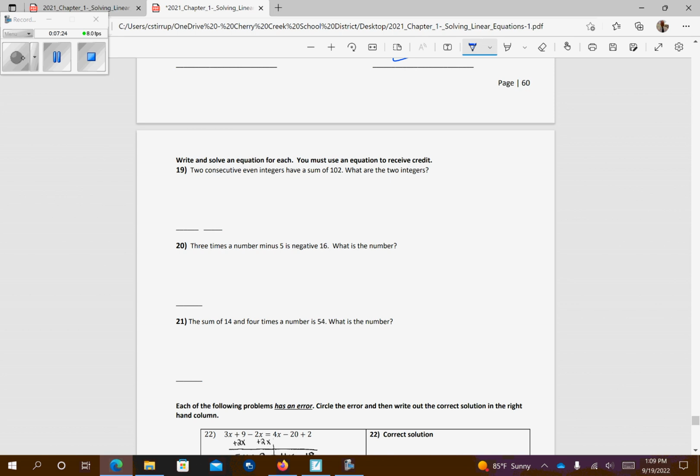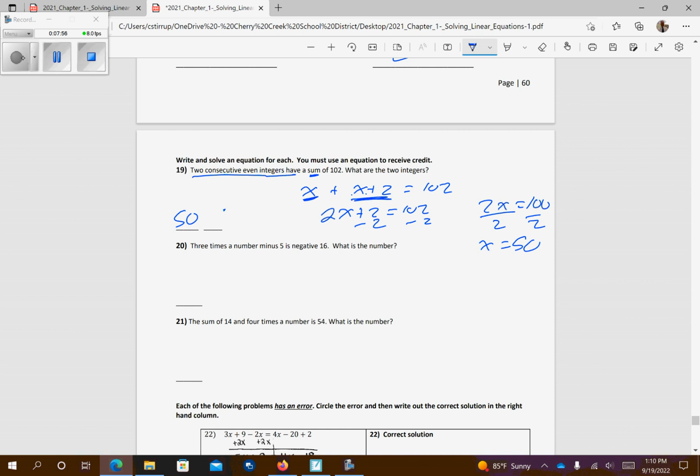All right, number 19 says two consecutive even integers. So I know I have x and I have x plus 2. Remember, for even and odd, it's the same thing. They have a sum, so these are going to be added, equal to 102. So x plus x is 2x plus 2 equals 102. Subtract 2, subtract 2. 2x equals 100. Divide each side by 2. So I get x equals 50. So one of my answers is 50. And I add 2 to that, so I get 52.